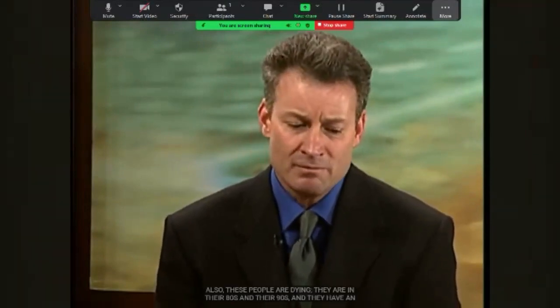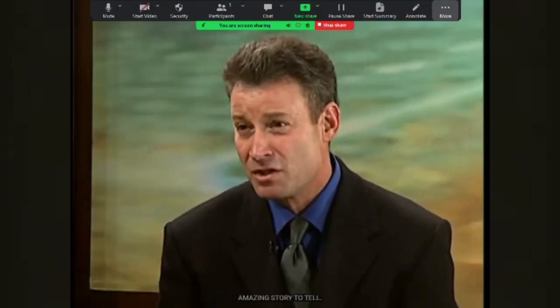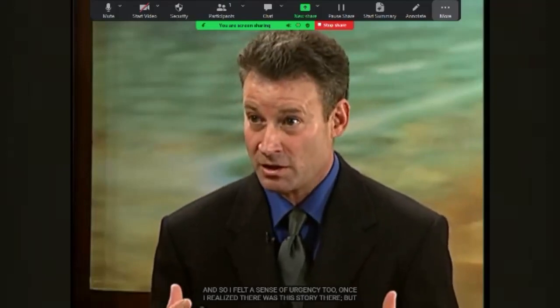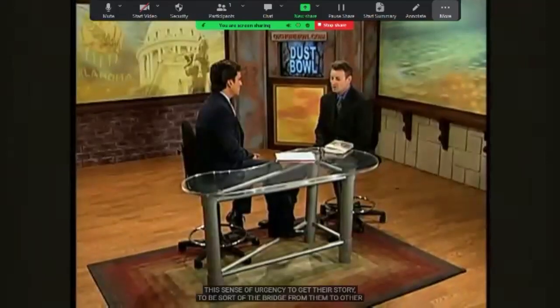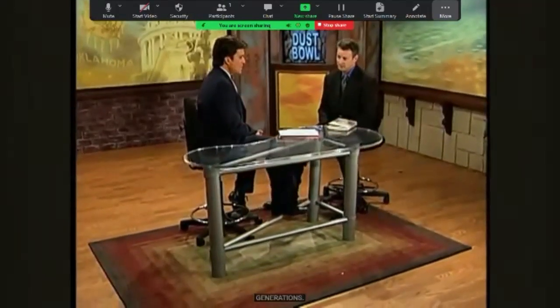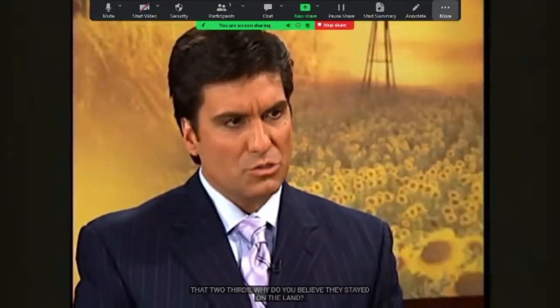And also, these people are dying. They're in their 80s and their 90s, and they have an amazing story to tell. And so I felt a sense of urgency, too, once I realized there was this story there, this sense of urgency to get their story, to be sort of the bridge from them to other generations. Now, while Steinbeck did tell the story of the people that did leave, why do you believe that 2/3 stayed on the land?